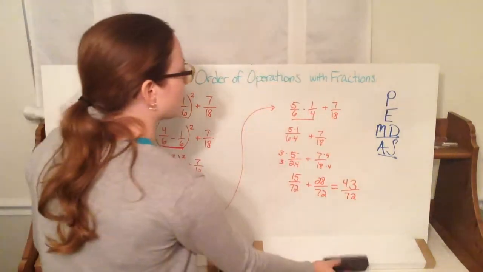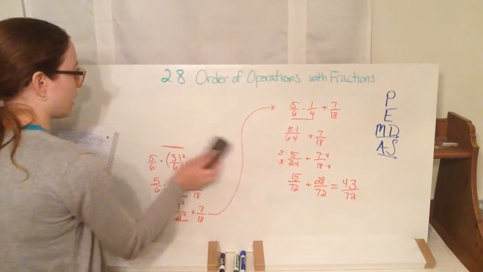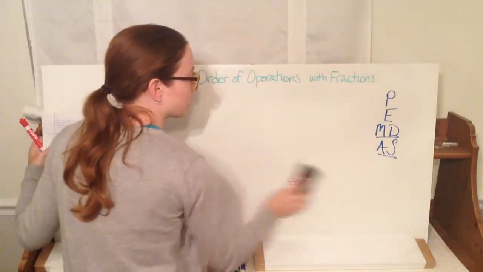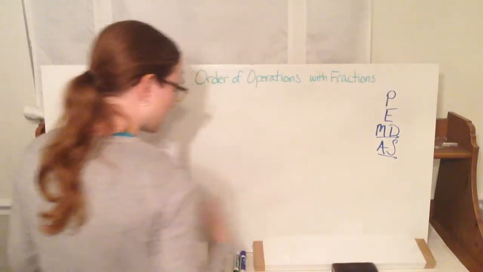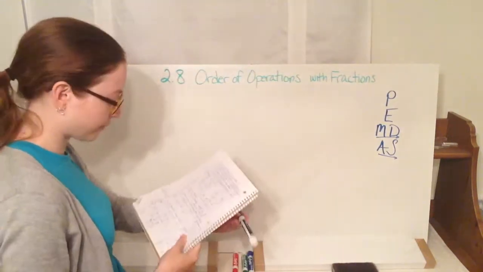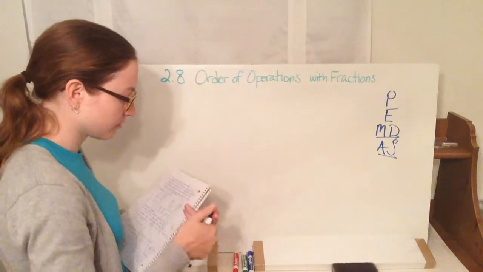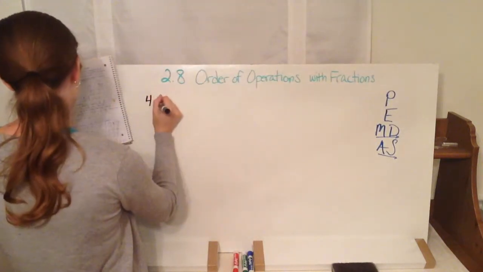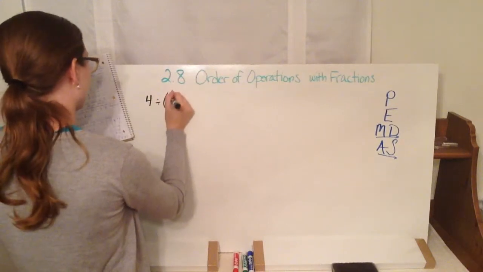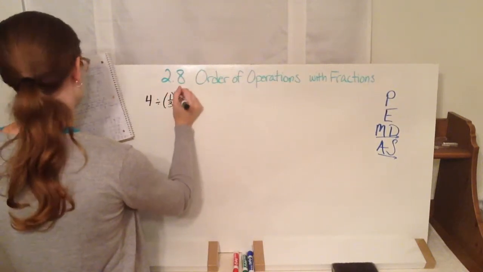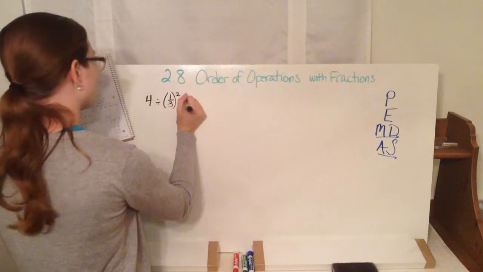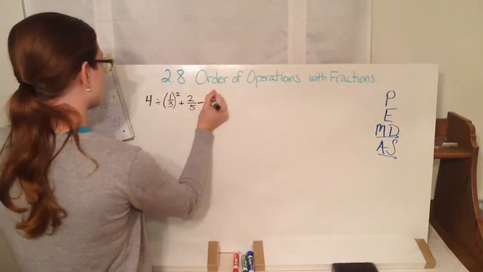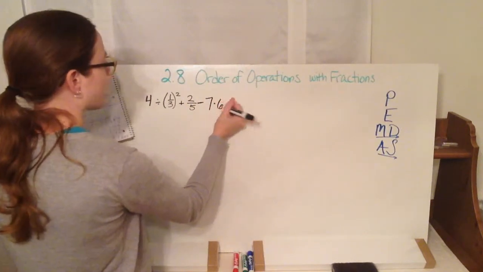The final example I'll do for this video and for this chapter is an order of operations problem that uses both whole numbers and fractions. And it will look like this. 4 divided by 1/3 to the second, plus 2/5, minus 7 times 6.